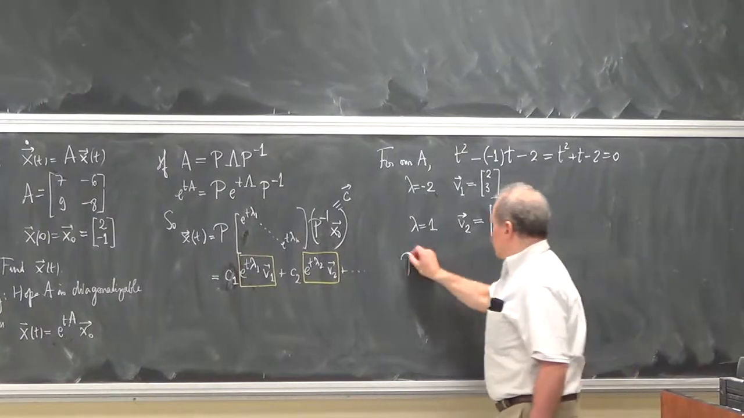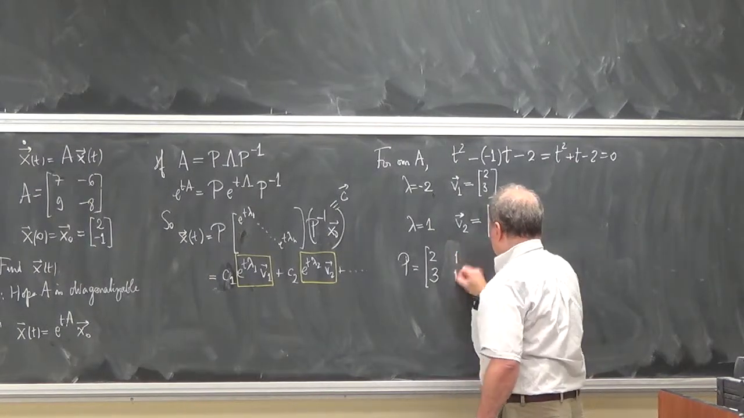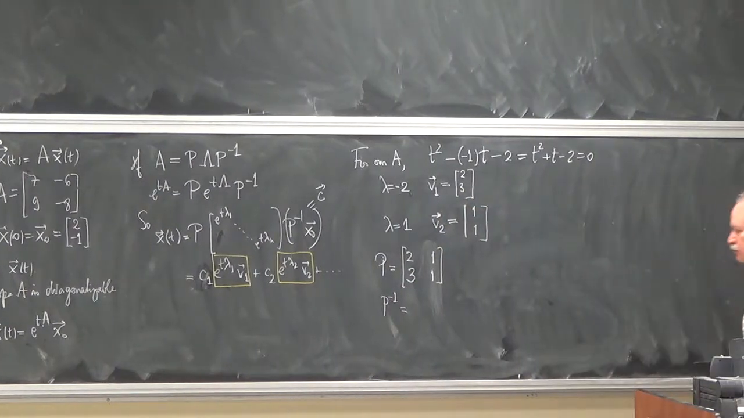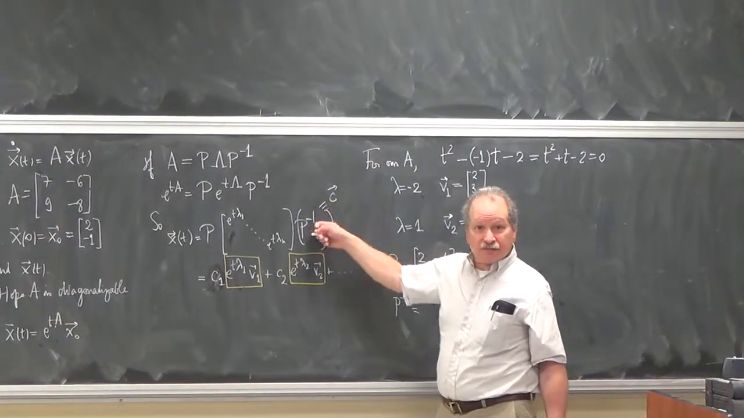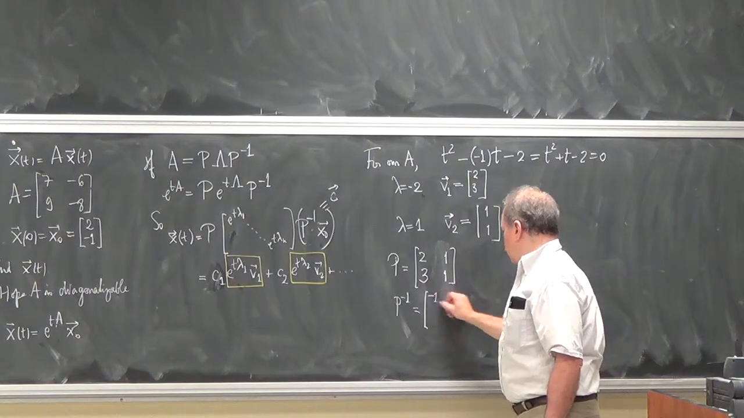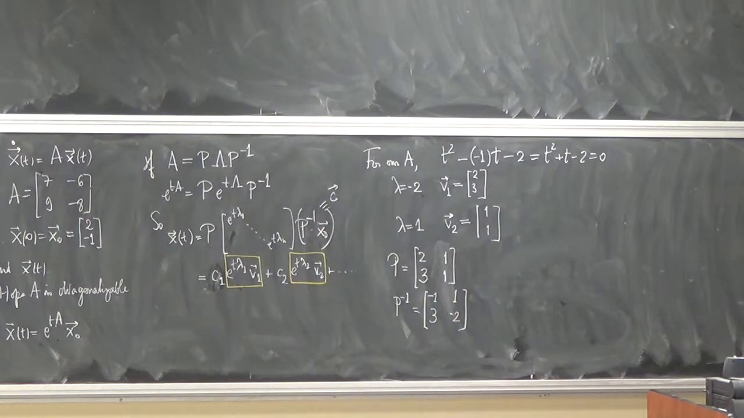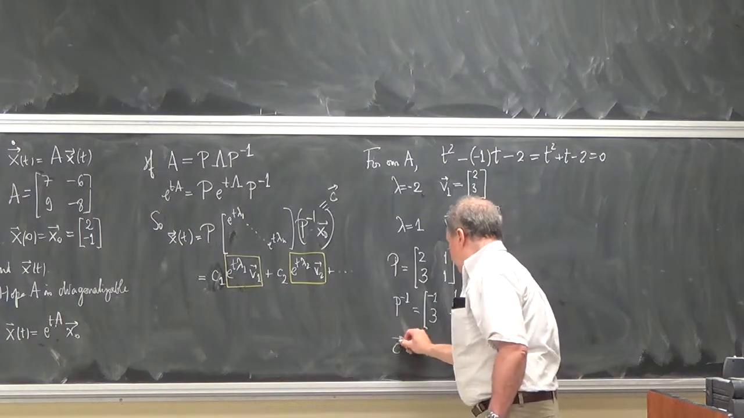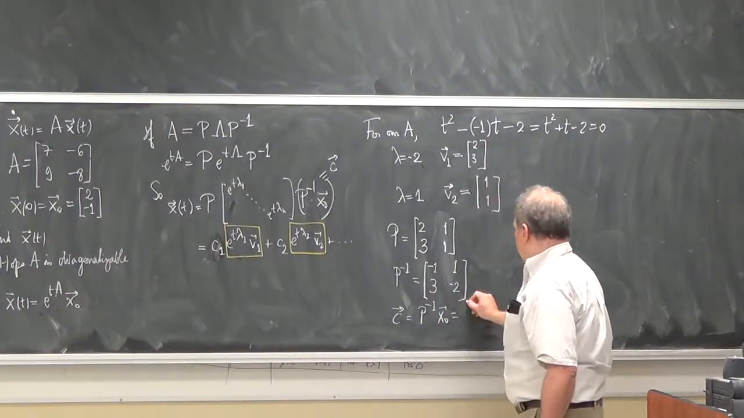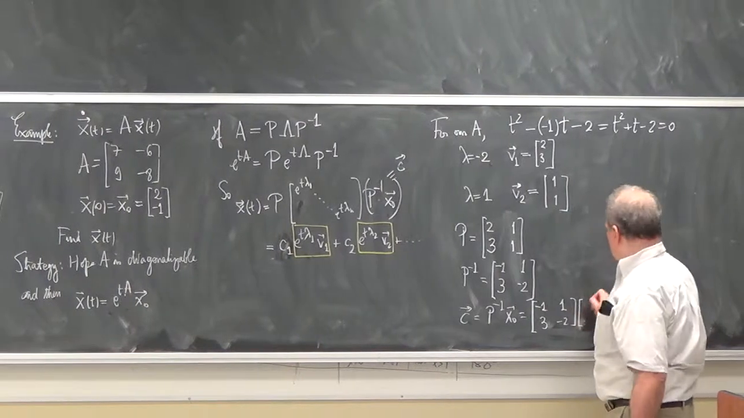So what's my P matrix? 2, 3, 1, 1. P inverse. So why do I need P inverse? I need it to get the C. So it's going to be negative 1, 1, 3, negative 2. So there's P inverse. So the vector of constants is going to be P inverse times my initial vector, which I made up randomly, 2, negative 1.